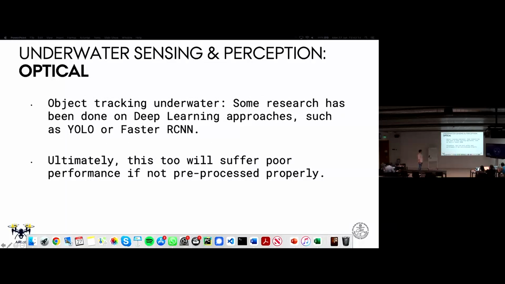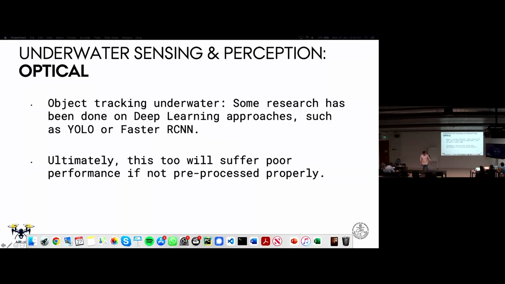So I did have a look at object tracking. This is something that I'm interested in more in the context of UAVs. I'll show you in a minute. But there has been some research done in underwater object tracking. Again, deep learning as much as anything, and YOLO and RCNN are the two state-of-the-art approaches that we know are being used quite extensively, not just for underwater, but for many other approaches as well.